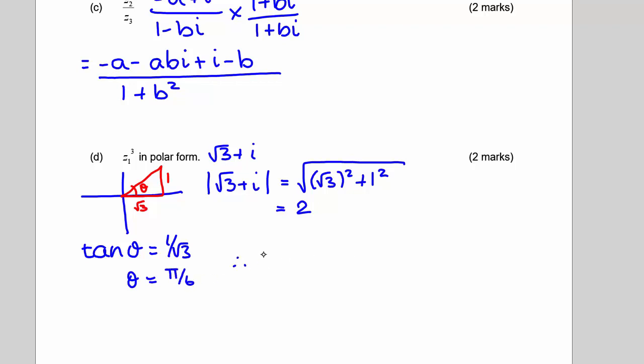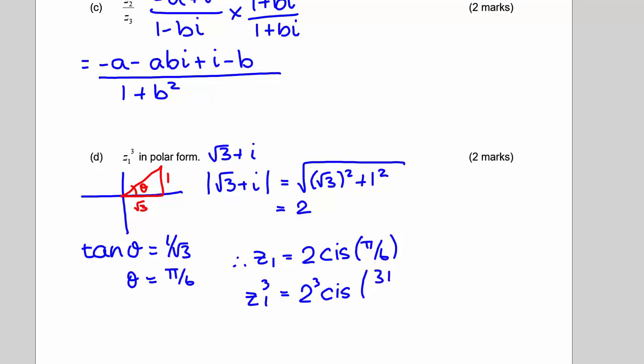So therefore, Z1 is 2 cis pi over 6. But I hear you saying, but Mrs. George, we were asked for Z1 cubed. Well, that's easy. That's 2 cubed cis 3 pi on 6, which is 8 cis pi on 2. And there you go. That's your full question 1.